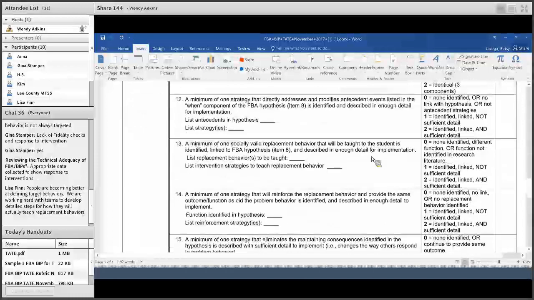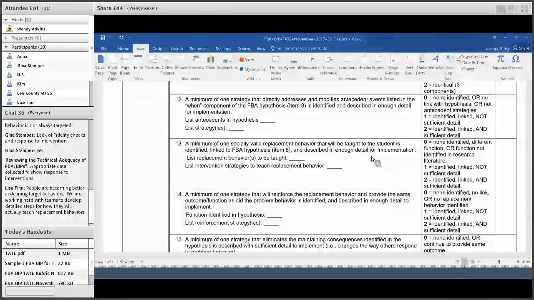Now, number 12, 13, 14, and 15, we're looking for strategies linked to the hypothesis. I'm going to explain number 12, and 13, 14, 15 are exactly the same explanation. So this one, number 12, is we're going to look to see if they selected a strategy in their behavior intervention plan that directly modifies one of the triggers in the "when" in their hypothesis, the antecedent part. Does this intervention actually stand a chance of directly modifying that antecedent? So that's the first thing. Is it actually a prevent intervention, and is it linked to that antecedent so that it could impact it?